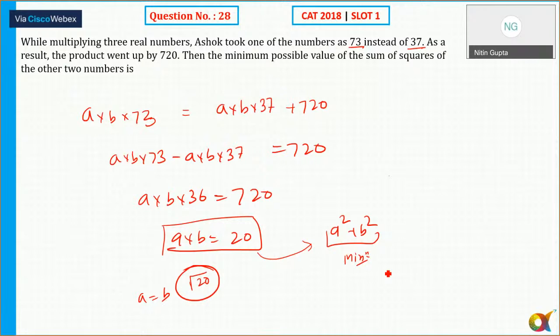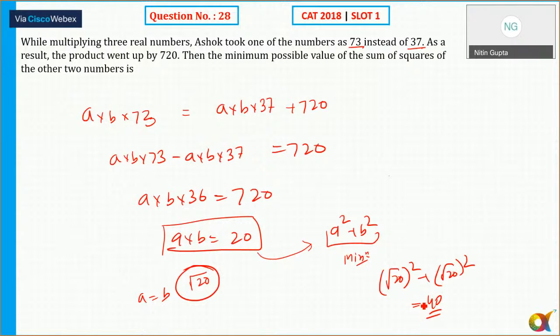So what is the value here? Root 20 square plus root 20 square comes out to be 20 plus 20, that is 40. So the answer should be 40. Does it anywhere mention that these numbers are integers? No, it simply says real numbers. So the correct answer should be 40.